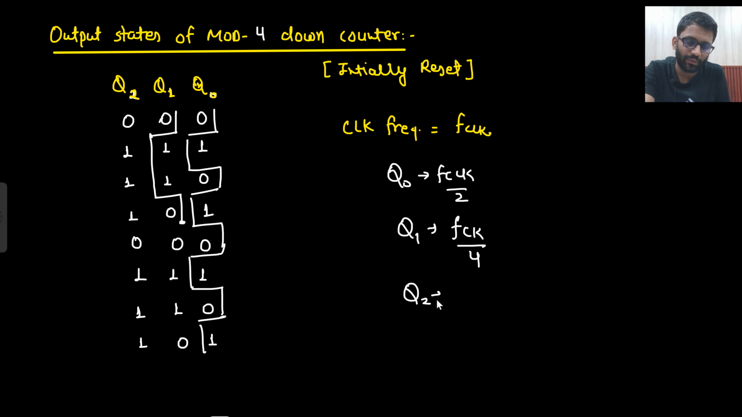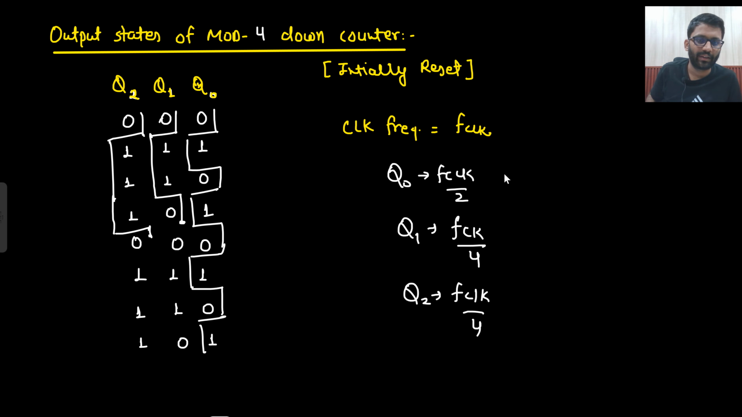And for Q2, again it would be F clock by 4. So 0, 1, 1, and then again 0, and after that it is repeated. So 1, 2, 3, 4, F clock by 4. So it is being changed. This can also change actually, but this will never change. This will always be F clock by mode number.